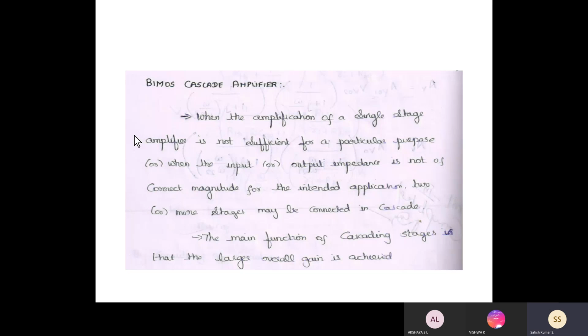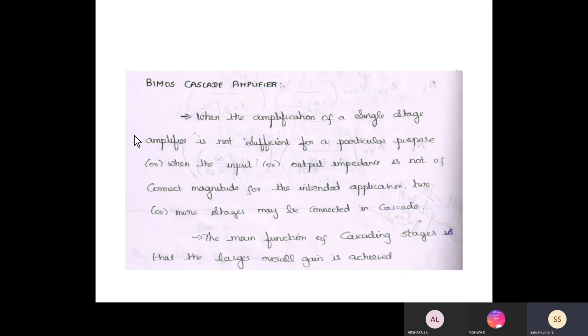The output of one amplifier connected to the input of another amplifier, that is what we call cascading. So why do we go for this kind of cascading? To get the required output. For example, I have an amplifier whose output does not meet my requirement. The output impedance is very low. My requirement is a higher output impedance. So what do we have to do? We have to improve the output impedance. That can be improved with an additional amplifier.